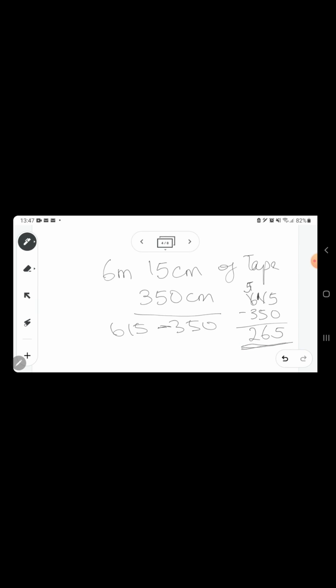265. Now, in this case, you can come up with your own different questions, but the main thing is to understand why you are getting 615. 600 centimeters, because you have to convert this to centimeters first. Even if it's in your head, learn to convert it, because you could come across some other questions where if you're not careful, you make a mistake. So convert first in your head and understand the reason why you're doing what you're doing. 600 plus 15 is 615. Take away 350 gives me 265.